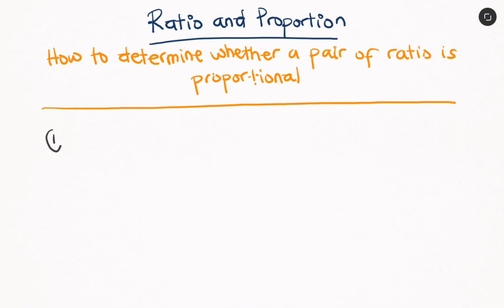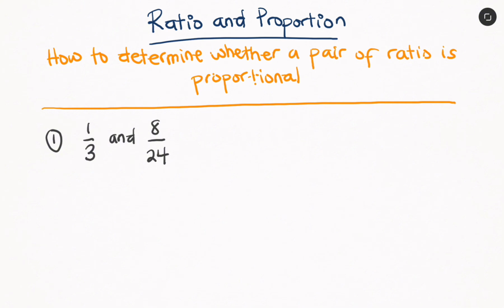So let's have a look at the first example. Say we have 1 over 3 and 8 over 24. We are to determine whether these ratios are proportional or not. If it is proportional, we write yes. If it is not proportional, we write no.